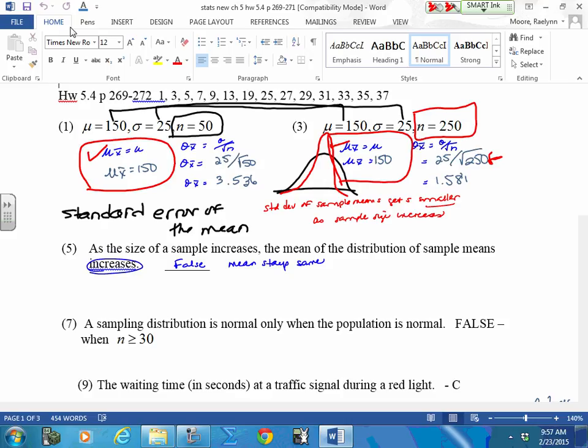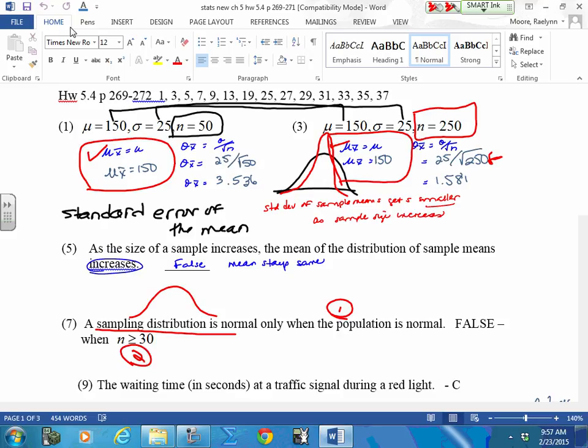Okay, another one said your sampling distribution is only normal when the population is normal. We said there were two ways for them to let us know that it's normal. The first way is to tell us that the population is normal. The second way is for us to have a sample size greater than or equal to 30. So there are two ways that you know your sampling distribution will be normal.